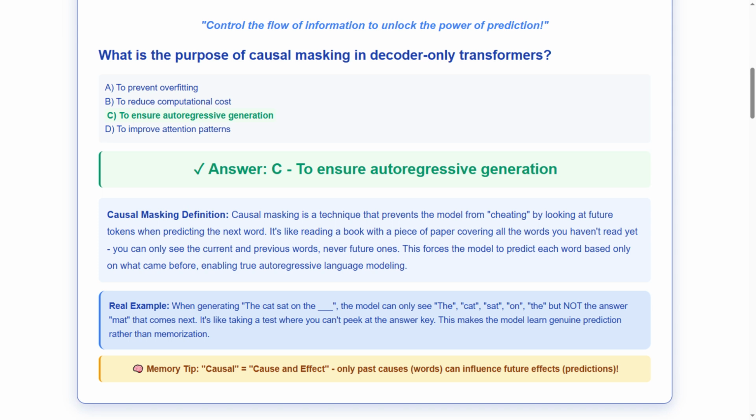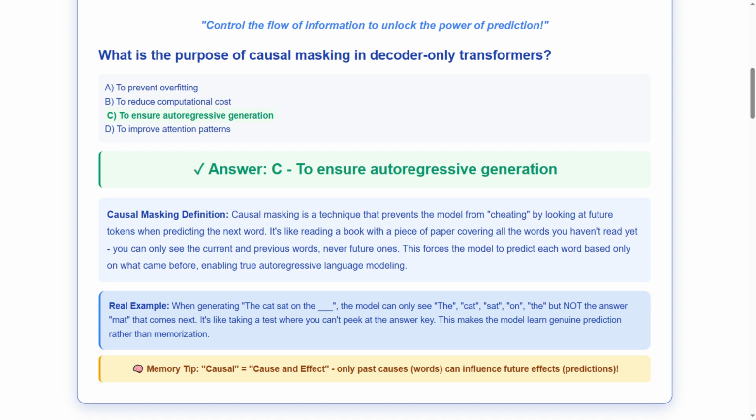Our first question today focuses on causal masking. What is the purpose of causal masking in decoder-only transformers? Your options are A. To prevent overfitting, B. To reduce computational cost, C. To ensure autoregressive generation, or D. To improve attention patterns. The correct answer is C.